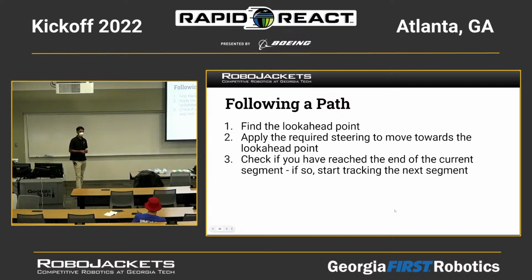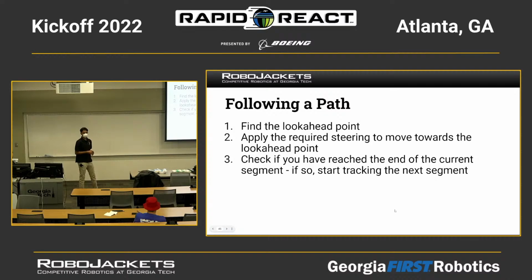So let's recap. What are all of the steps required to follow some sequence of paths or sequence of points to make up your path? First thing you want to do is find the look-ahead point. That's kind of where the robot is going to need to end up. You can steer so that the robot is pointing towards the look-ahead point. You want to calculate and then apply the required steering to move towards the look-ahead point.